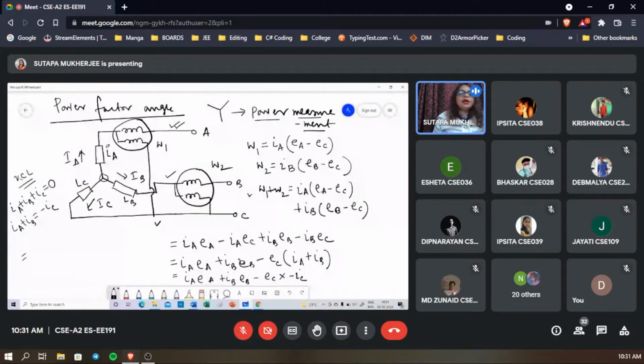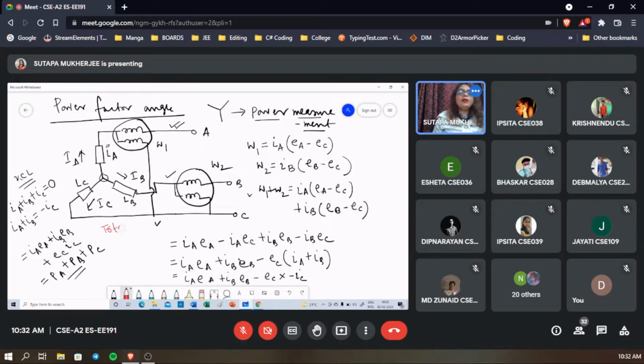So ultimately you are getting IA EA plus IB EB plus EC IC. These are the three powers, PA plus PB plus PC, that is the total power. So using 2 wattmeters, you are able to measure the 3 phase power. So you can skip 1 wattmeter. Already I have told you what is total power. That is our motto.